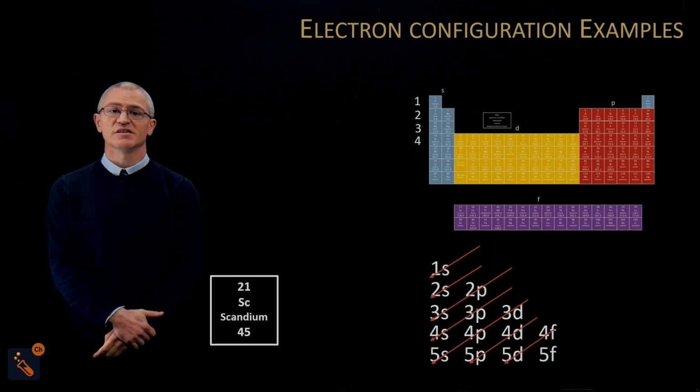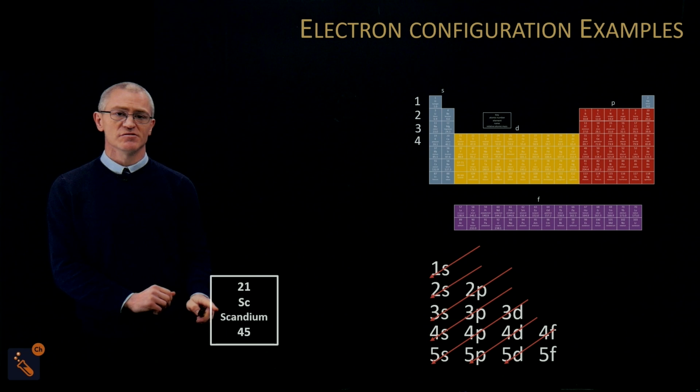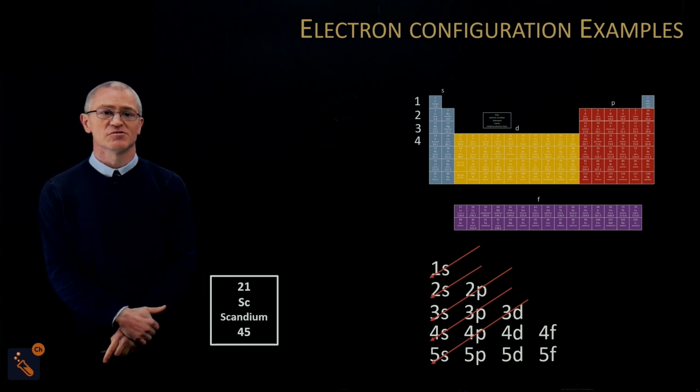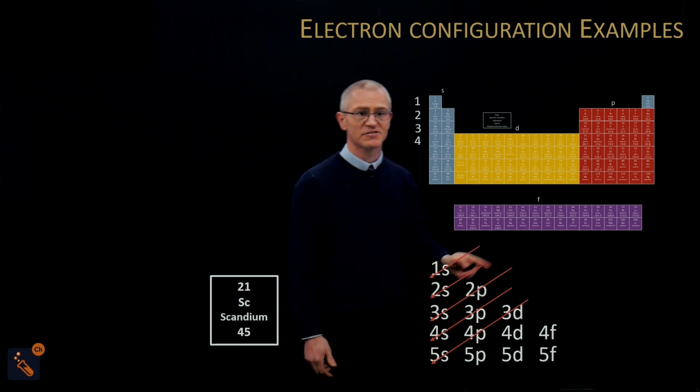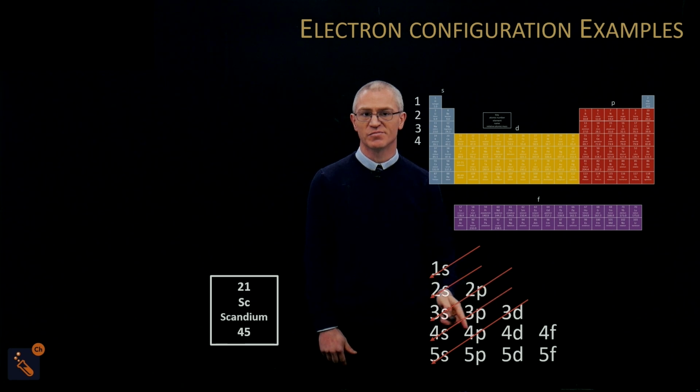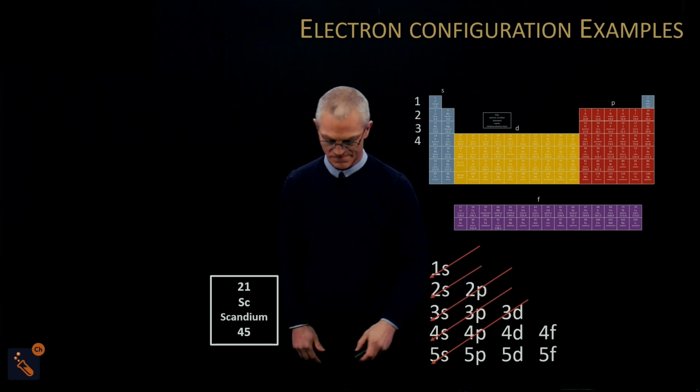Our final example is going to be scandium. Now, scandium has 21 electrons, so we're going to be counting 21 boxes. Okay, and let's have a look at the order of filling. So we're going to fill it as normal. Okay, and then we've got the third. Then what we're going to have is 3p, 4s, and then we're going to jump up and fill the 3d.